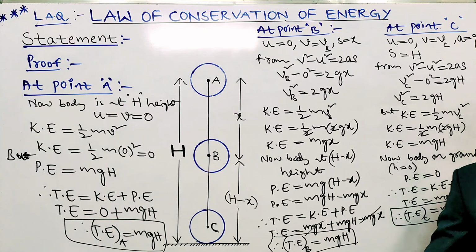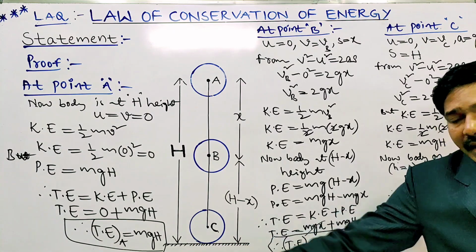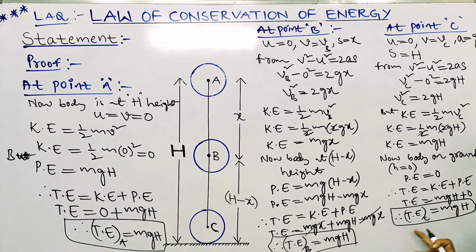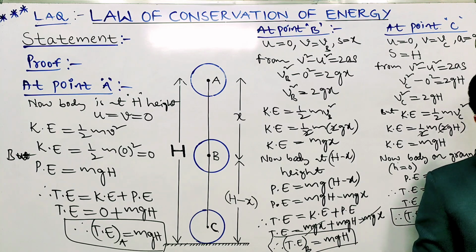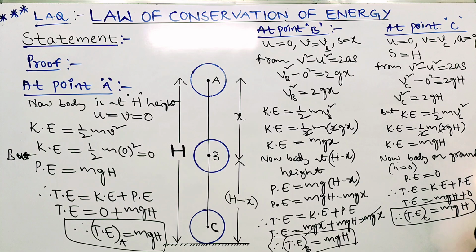mgh. So at point A it is mgh, at point B also mgh, and at point C also mgh. We proved the law of conservation of energy in the case of a freely falling body. Therefore, the final conclusion you have to write.